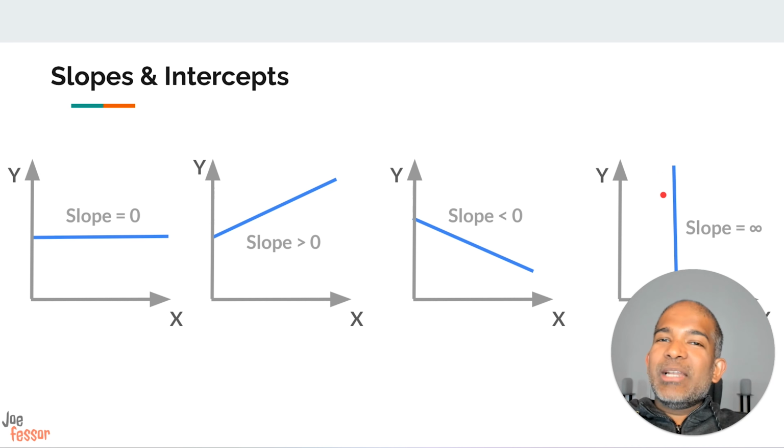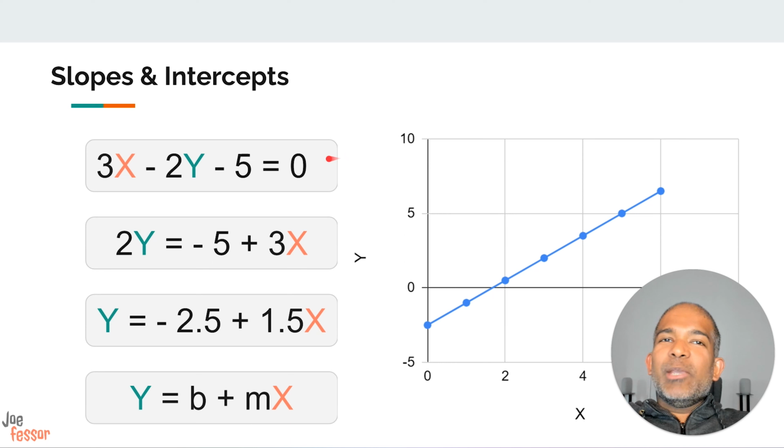This is less common in basic economics, but it can pop up here and there in some theoretical models. Sometimes the equations we get in economics aren't neatly arranged to instantly reveal slope and the y-intercept. Take this equation for example, 3x minus 2y minus 5 is equal to 0. Let's manipulate this equation to make our lives a little bit easier.